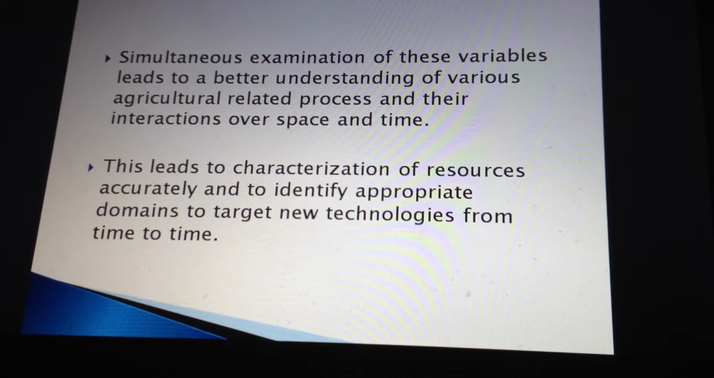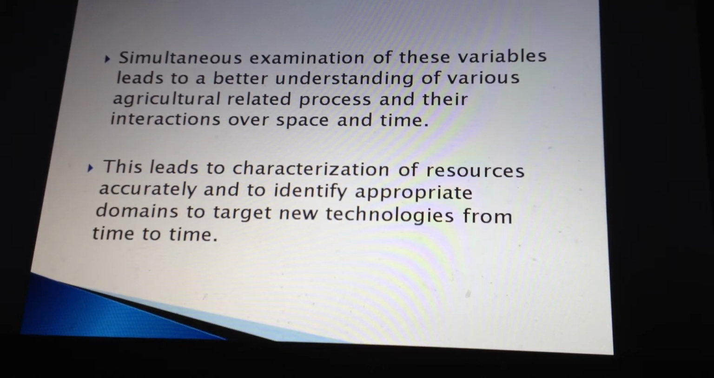Simultaneous examination of these variables leads to a better understanding of various agriculture-related processes and their interactions over space and time. This leads to characterization of resources accurately and to identify appropriate domains to target new technologies from time to time.